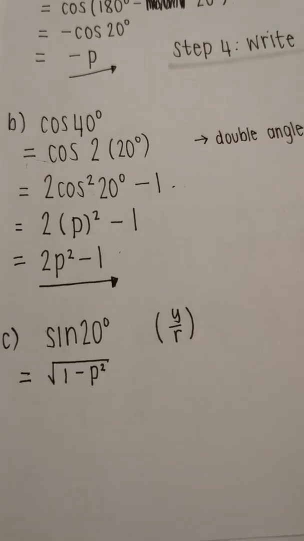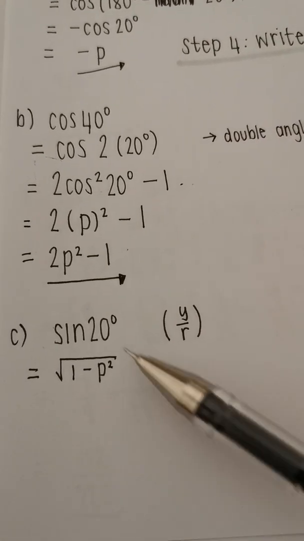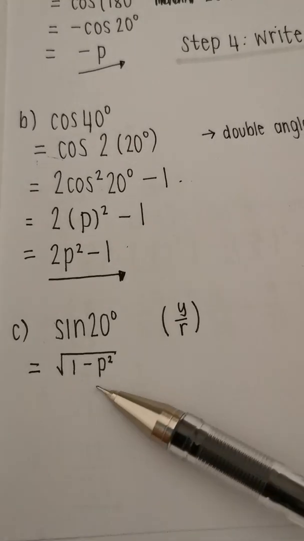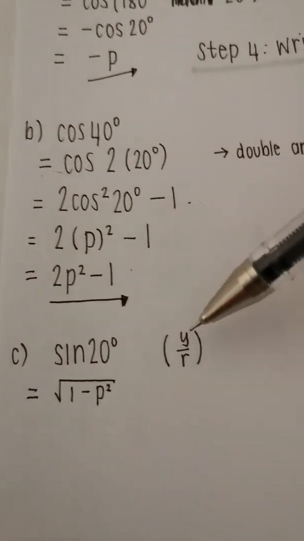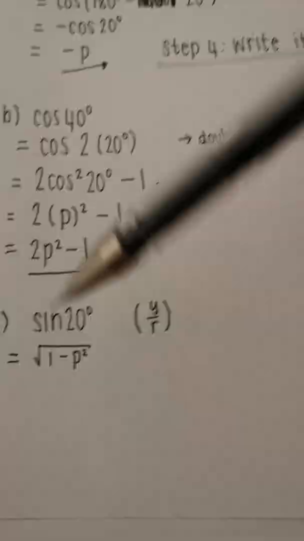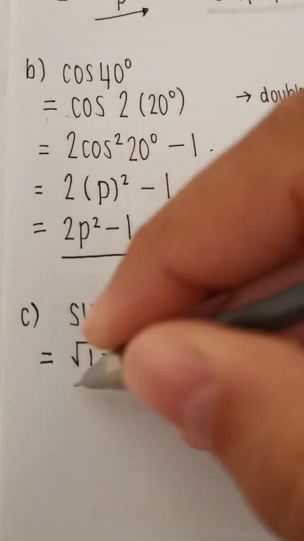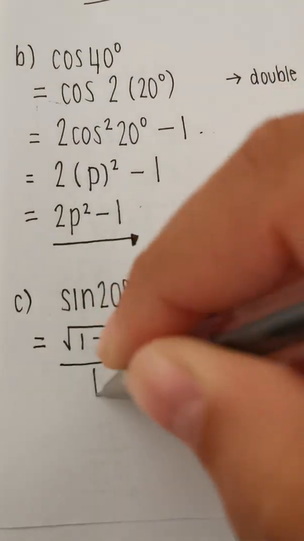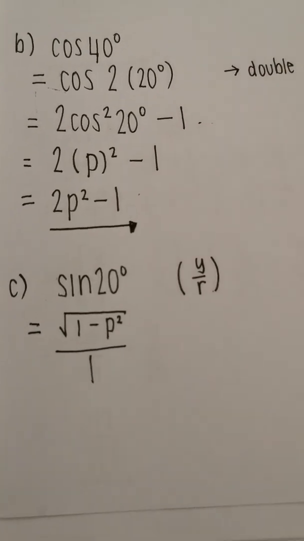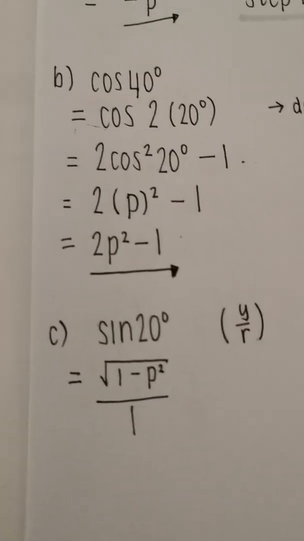All right, the third one that we have is sine of 20 degrees, and this is where the diagram comes in. For sine, we know it's a y value over the r value. We figured out our y value as root 1 minus P squared. There it is. It's supposed to be over 1, but I don't need to write the 1. That's why I had it just like that, and that is our answer.